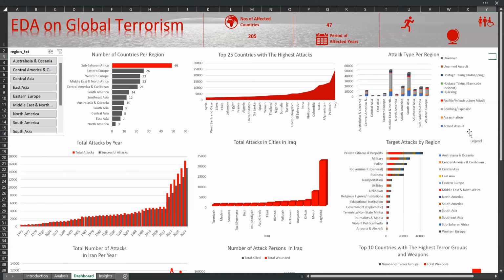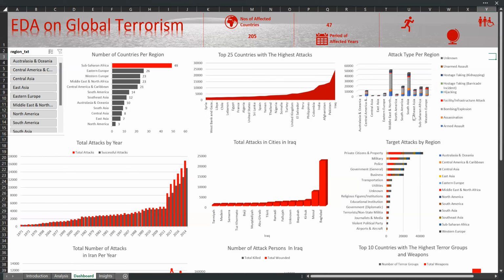The next is the attack type per region. This includes armed assault, assassination, bombing, facility attack, hostage taking, which could be barricade incident or kidnapping, unarmed assault, and also unidentified forms of attack. It is seen that the Middle East and North Africa ranks the highest in these forms of attack. The attack type that has the highest occurring rate is bombing/explosion, which has the value of 30,908.